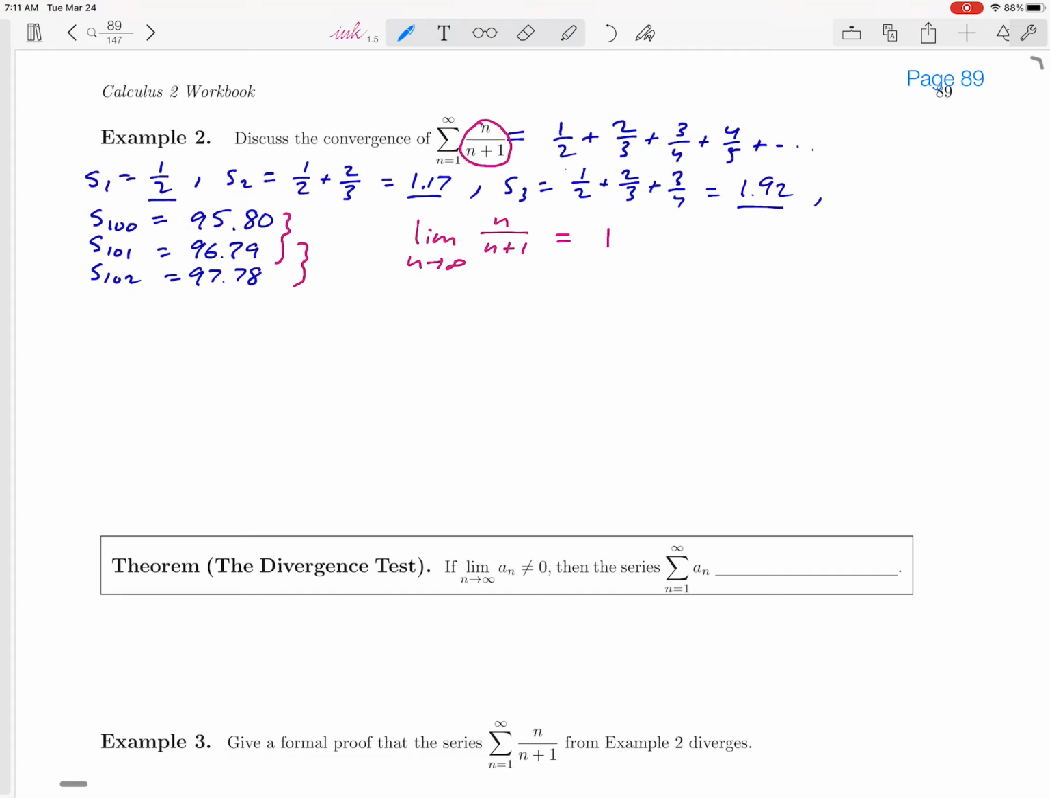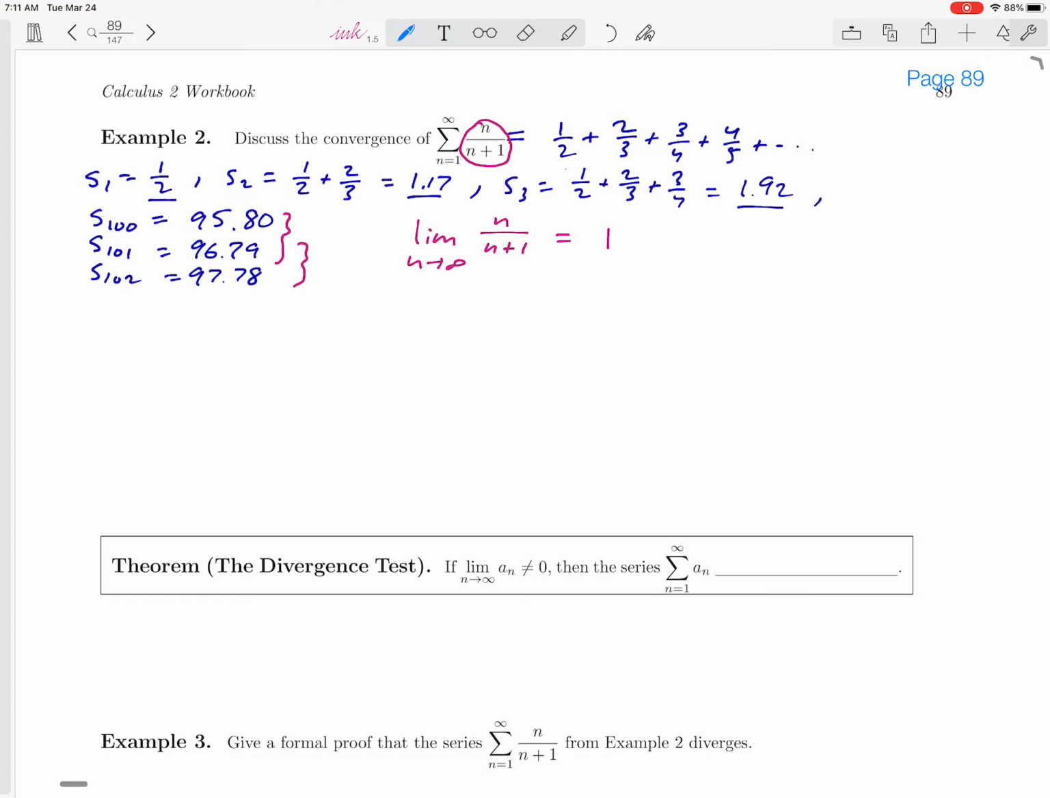Okay, well, if you used L'Hopital's rule on that, you would get 1 over 1. And so the limit would turn out to be 1. What that's really telling us is that if we go far enough out in the series, we get to a point where every term that we add is like adding 1 over and over again.